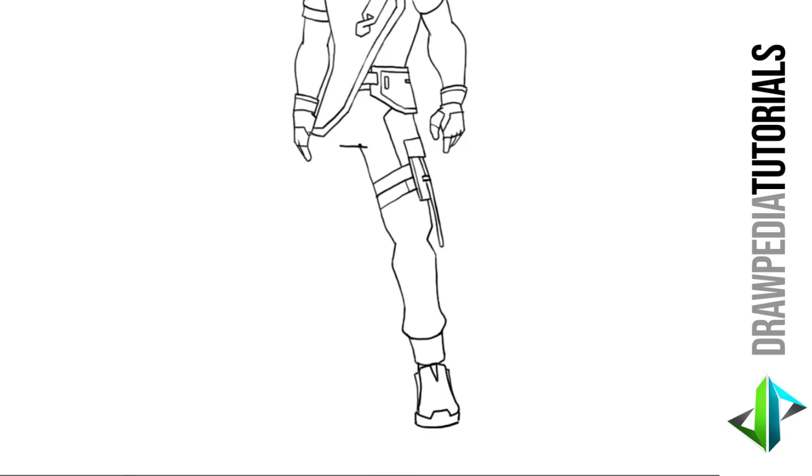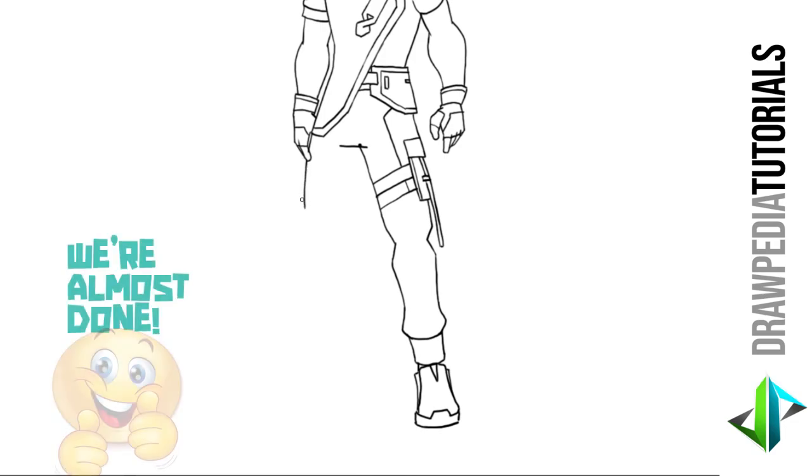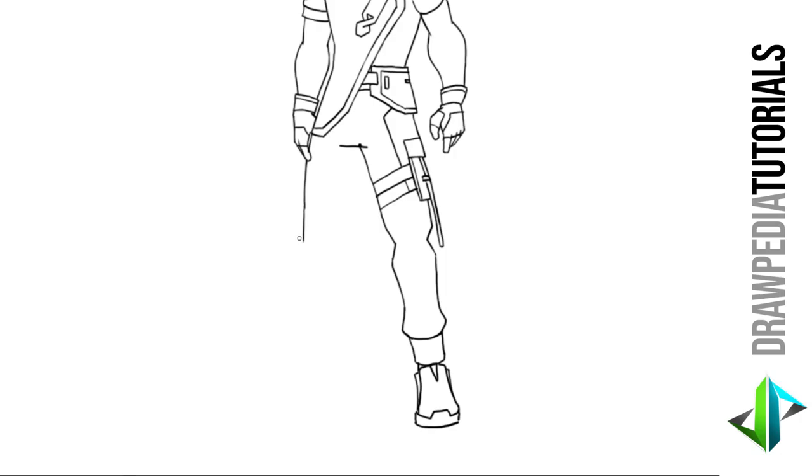For the left leg, we're gonna draw the same shape of the legs. For this outer point, a semicircle turn at the knee, turn it downwards with a curved line, flare it out at the bottom point, similar to the right leg.